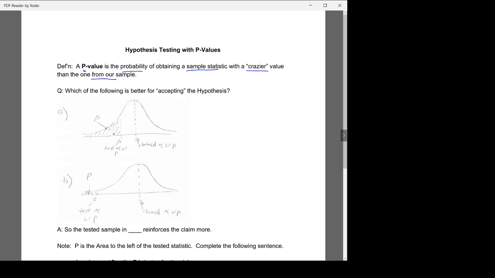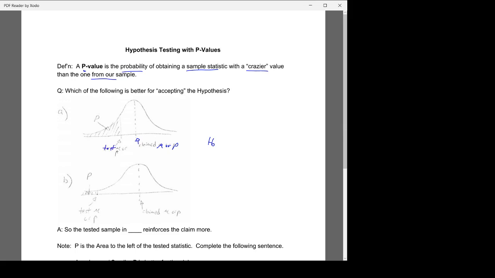So here's a picture. If you look, you'll see there's a normal curve here. And it doesn't have to be normal, but we'll just go with that. And here's the claimed mu. So this is a claimed mu or a proportion. It could be a proportion also, whatever our claim is. That's the thing from our null hypothesis that we're trying to reject or fail to reject. And then here, our test.